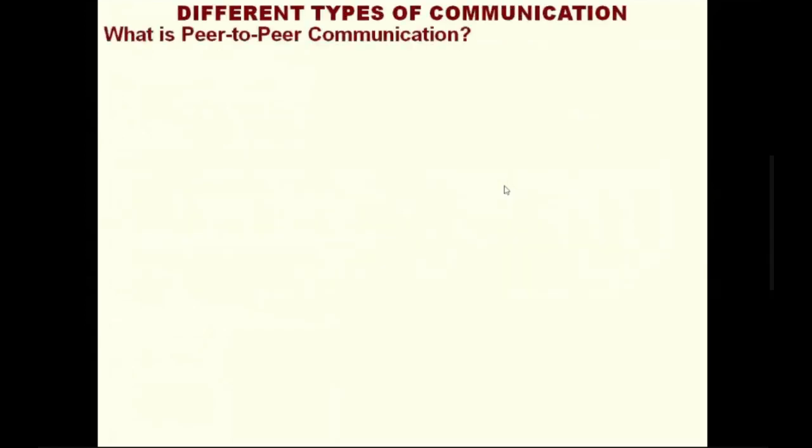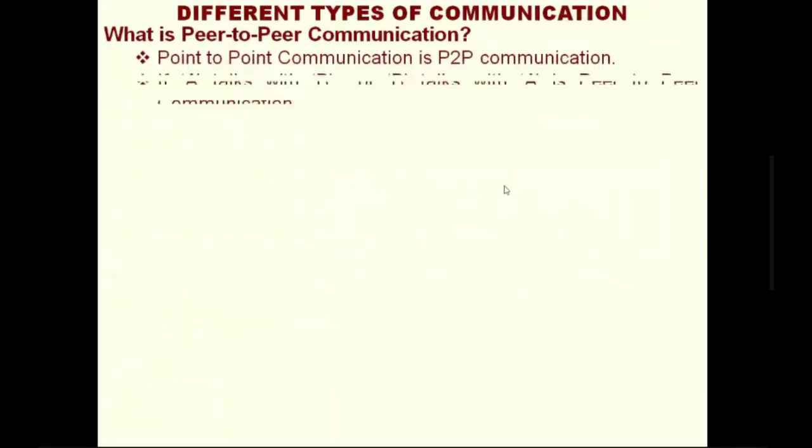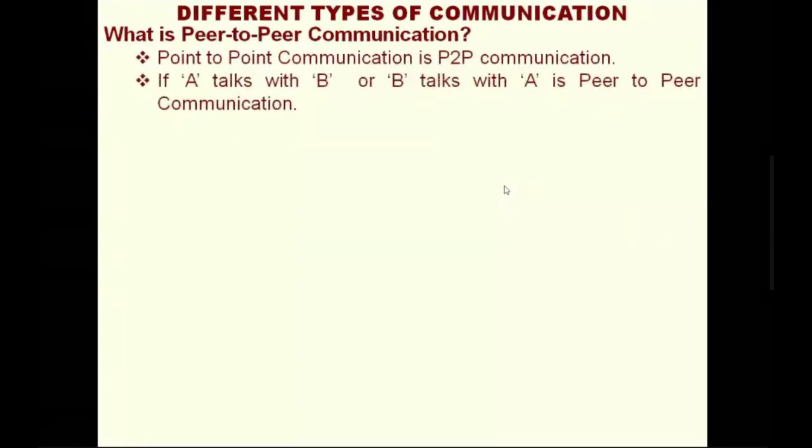It's very interesting. There is something like peer-to-peer communication. Point-to-point communication is peer-to-peer communication. If there are only two people, A and B, so A talks with B or B talks with A, this is called peer-to-peer communication.